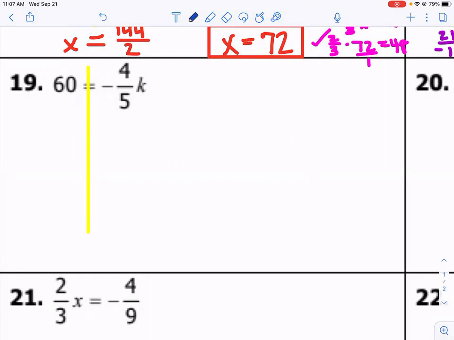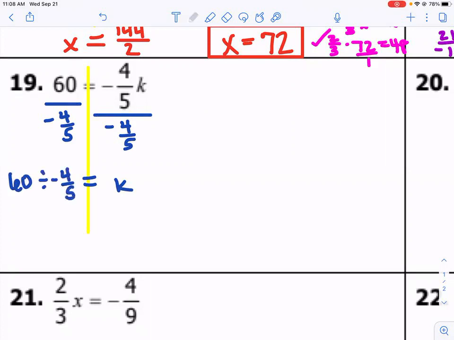Okay, so Bennett, what operation did you do to both sides? Okay. Bennett is suggesting that we divide by -4/5. So on the right side, we just get K, but on the left side, we have 60 divided by -4/5. So I'm gonna put our 60 over 1, and it's really 60 over 1 times 5 over, don't forget that that's a -4.